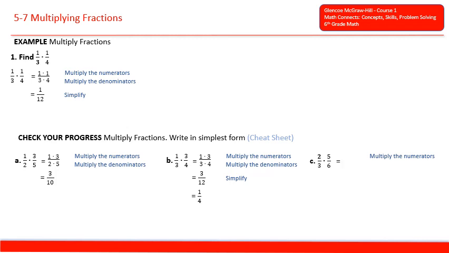2/3 times 5/6. Multiply the numerators, 2 times 5. Multiply the denominators, 3 times 6. That gives us 10 over 18. If we find the greatest common factor of 2, that'll give us 5/9.